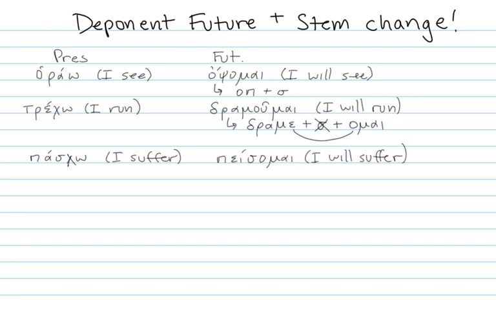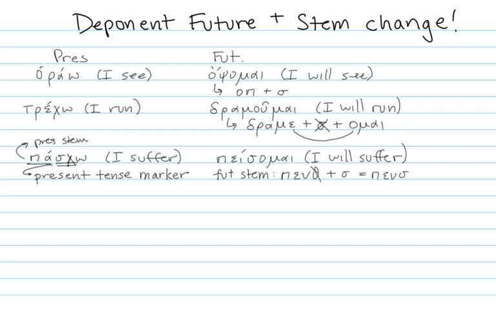Pascho, I suffer, becomes pesomai. Just like gignosko, that scho is a marker of the present tense. So the real present stem is just pa. But the future stem is still quite different. It starts out as penth, then you add your sigma, and your theta disappears, and then you get pens, which sort of morphs linguistically into pes. So your new future stem is pes, as opposed to the present stem pa.